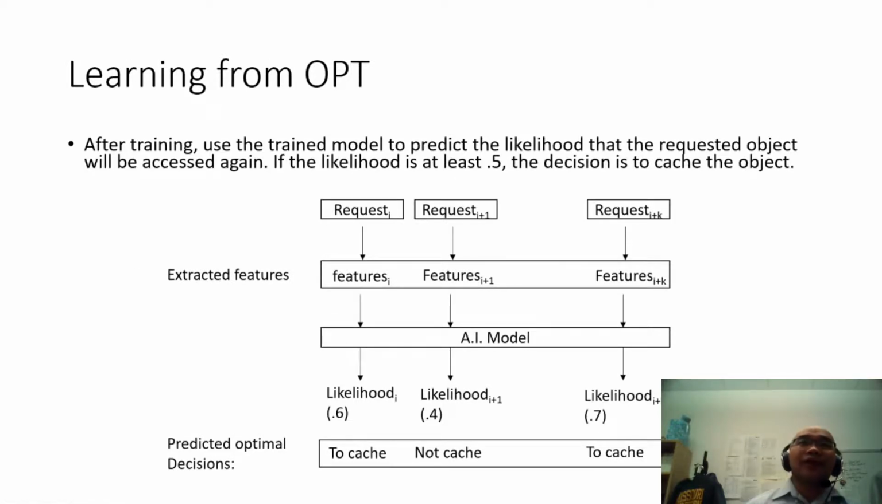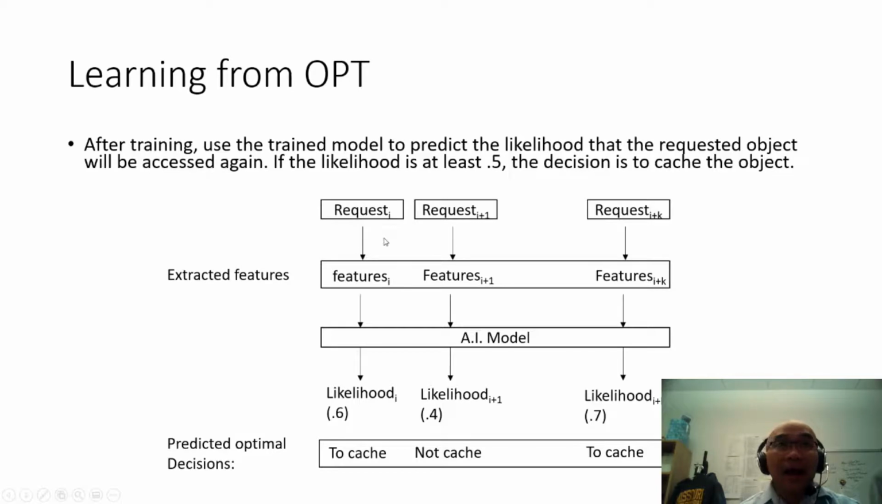Okay, so the third: now that we have an AI model that has been trained, how can we use this model to help us make a decision in the future?